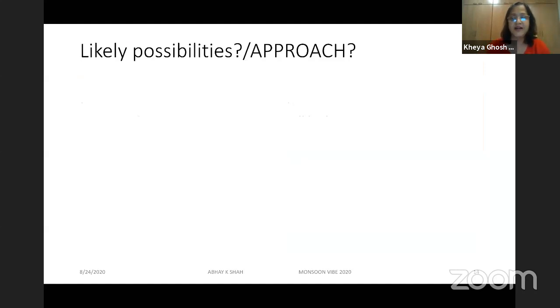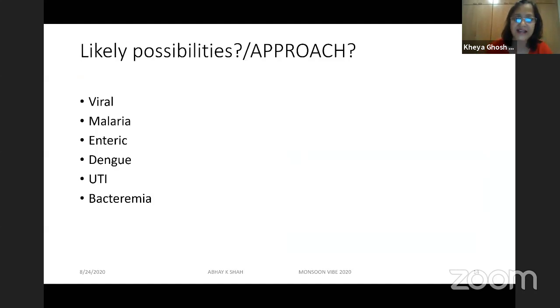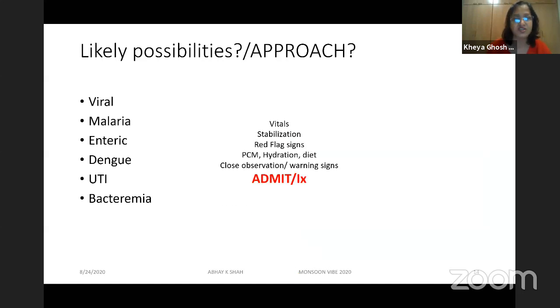Yeah. So most likely it can be a bacteremia which can go into shock. So I should admit and maintain hydration because the baby is vomiting. So we should go for hydration, stabilize the baby, send the blood investigations, especially blood culture in this case, and then start our antibiotics if we want.